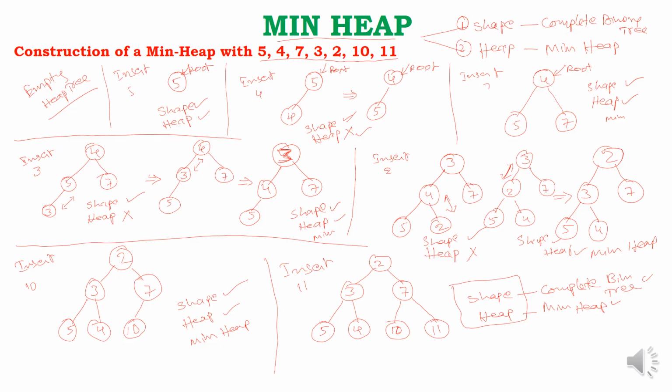Of course, we add a new node based on shape property only, so no issue. But we have to check every time whether the insertion of the node satisfies the heap property, min heap. So the parent always should be less than its children. All the nodes follow the min heap condition. If it is not satisfying, you have to repeat the heapify process until you satisfy that condition, so that you can construct a minimum heap in this fashion.